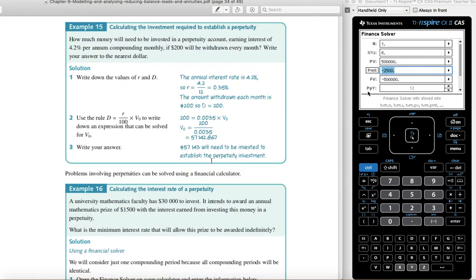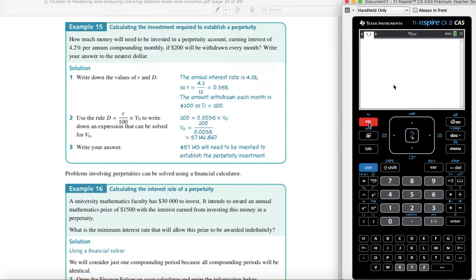Here's another example. How much money will need to be invested in the perpetuity account, earning interest of 4.2% per annum compounding monthly, if $200 will be withdrawn every month? Write your answer to the nearest dollar. Now this one's a bit trickier because as you'll notice, it's saying how much has to be invested. See how there's two amounts here? We can't use the financial solver for this question and this question alone. That's the only one. But we can use the solve function.